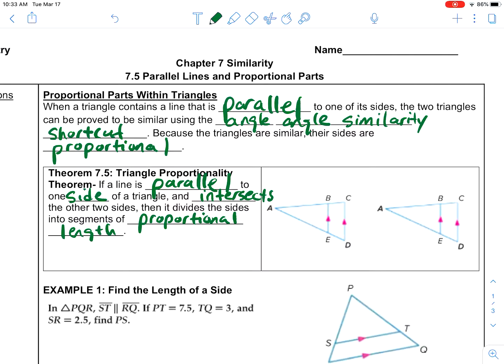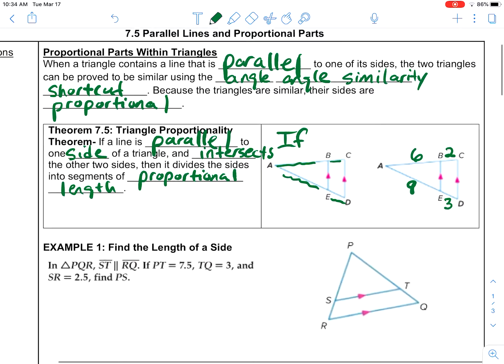So let's look at this example over here. Notice we have our parallel line markings here, parallel segments. And if we see that, we divide this segment into two parts, and those two parts are going to be proportional. So let's say AB is 6, then BC is 2. And so that is a 3-to-1 ratio. So what that means is that on our other sides, we're going to have that same proportionality. So let's say AE is 9. That would mean that ED would be 3. So that 3-to-1 ratio there would hold for those two sides that are being intersected.